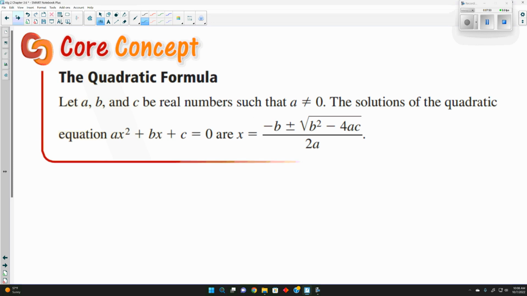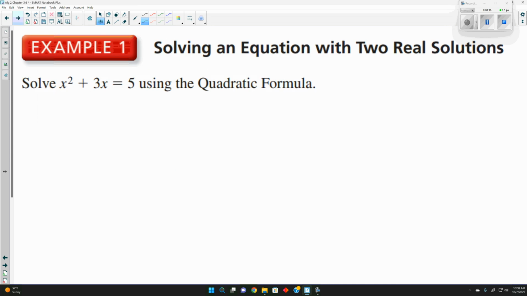And it's quite nice. Let a, b, and c be real numbers, and a is not 0. Then the solution for any quadratic equation is given to us by this equation here. Negative b plus or minus the square root of b squared minus 4ac all over 2a. Now let's see how this works.